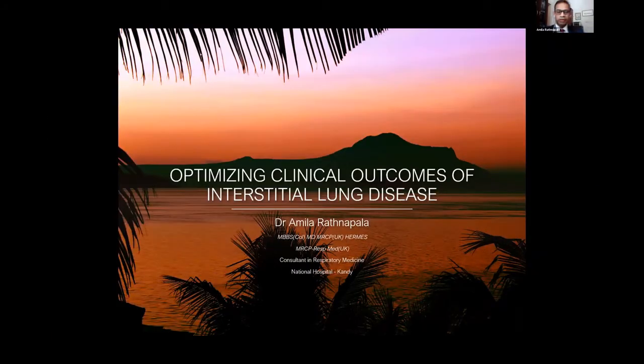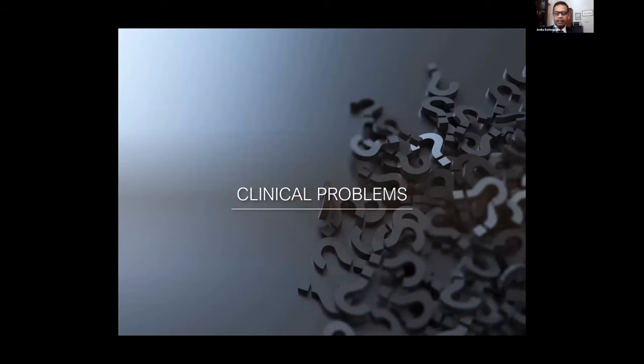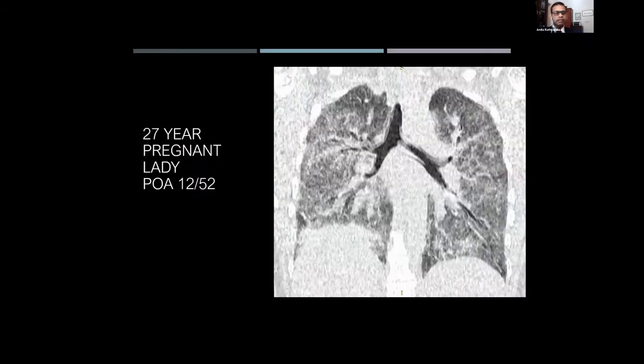Yeah. So I'll start with a few clinical problems. My first patient is a 27-year-old pregnant lady with 12 weeks of gestation, and she presented with acute shortness of breath. As you can see, her HRCT shows diffuse opacities in the lung, and she was very breathless, and she was on CPAP at the time of presentation.